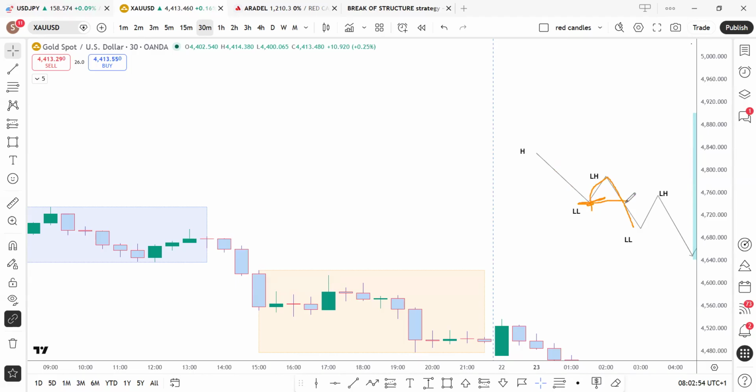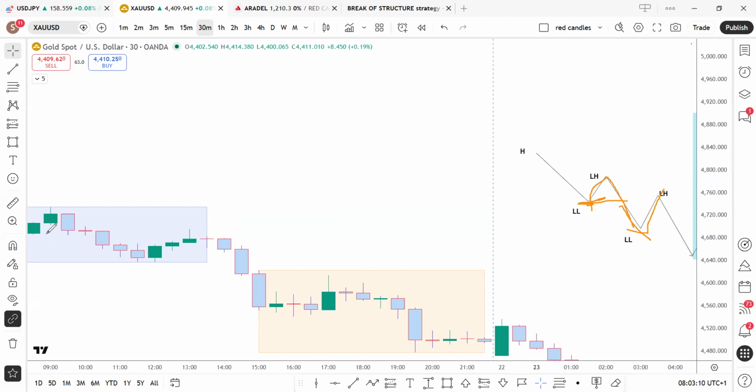Now price pulls back and then breaks this low here. Once it breaks this low, we say it's a break of structure. Then it moves again, repeats the same pattern, gives you a lower low, and at some point a lower high. It repeats that pattern over and over again.